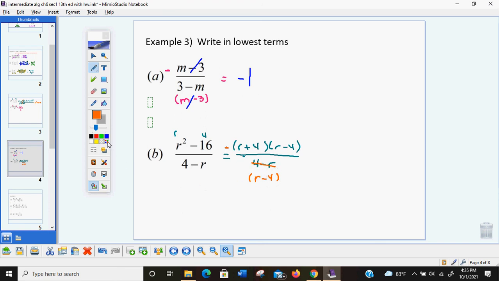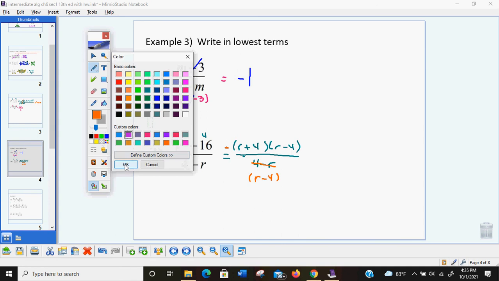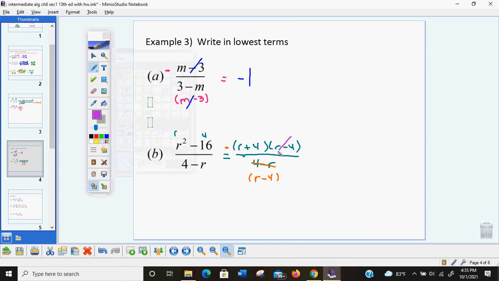So now we can go back, and I have an r minus 4 and an r minus 4. So when I write my answer, I'm going to have that negative in the front, and then I put that r plus 4 in parentheses. Make sure you leave the r plus 4 in parentheses when you do that. Now, sometimes people will distribute the negative and make that negative r minus 4. That's not wrong. You just don't have to do that as long as you're using parentheses.